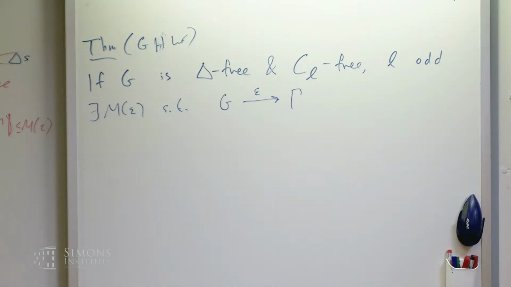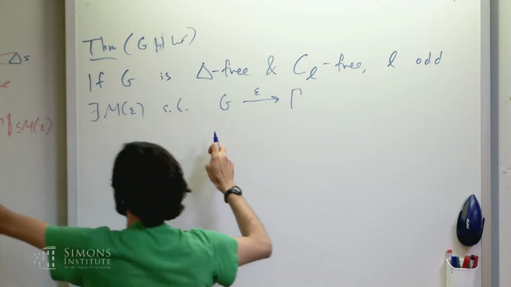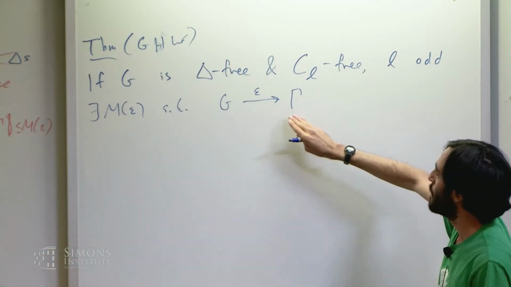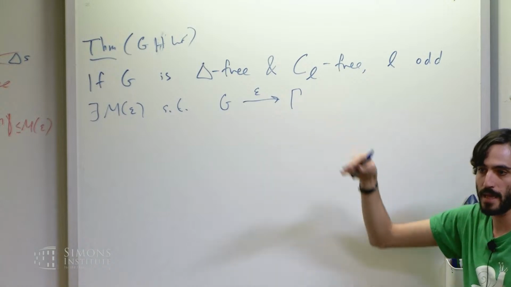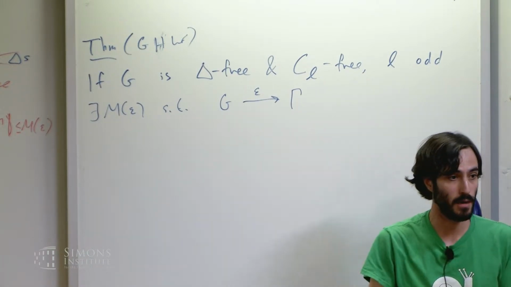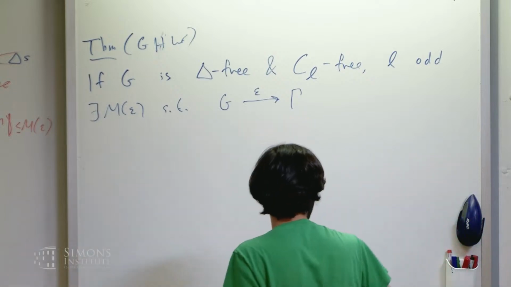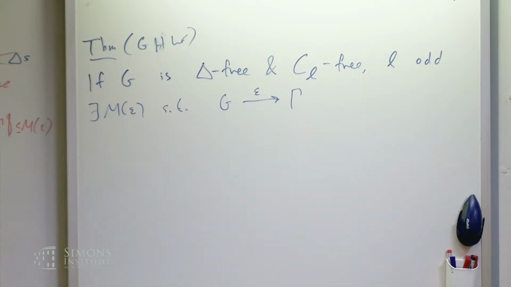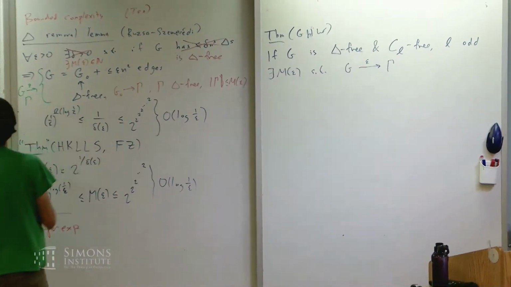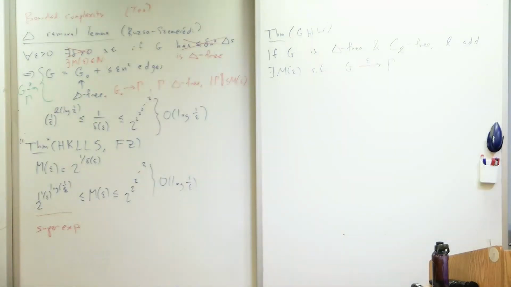So I don't want to clutter up this board so much, but I'm going to denote this entire thing as what's called an epsilon approximate homomorphism. So this just means exactly what's written there, that G has a homomorphism to gamma, except up to throwing away an epsilon fraction of the edges, or epsilon n squared edges. So okay, maybe this whole mess is that G is epsilon approximate homomorphic to gamma.